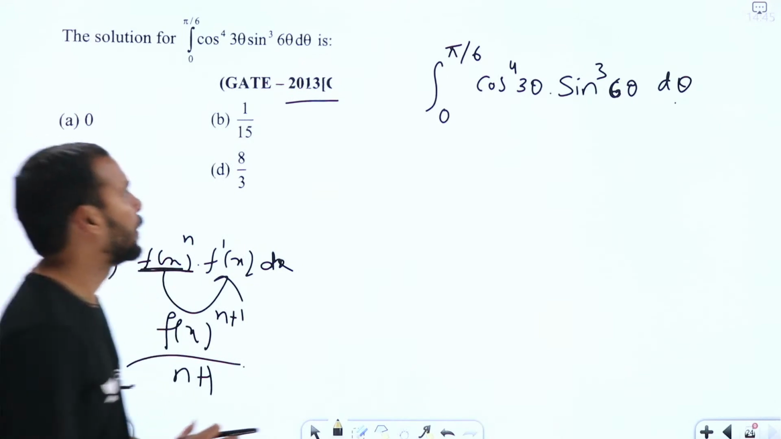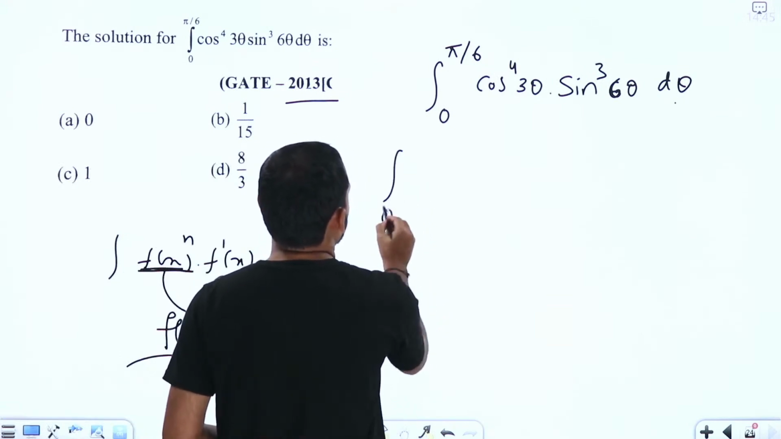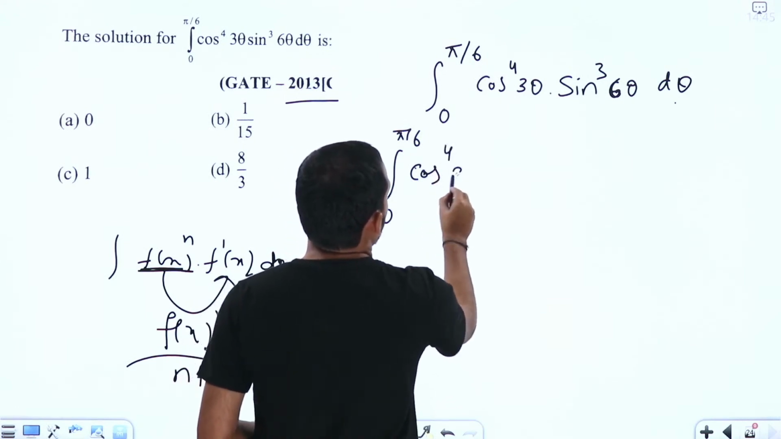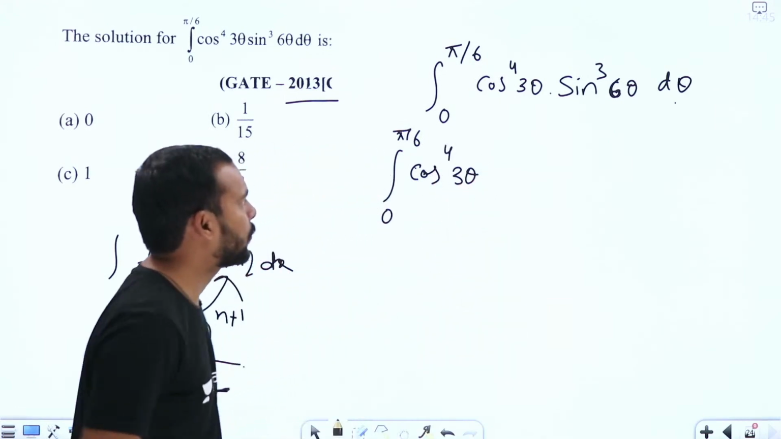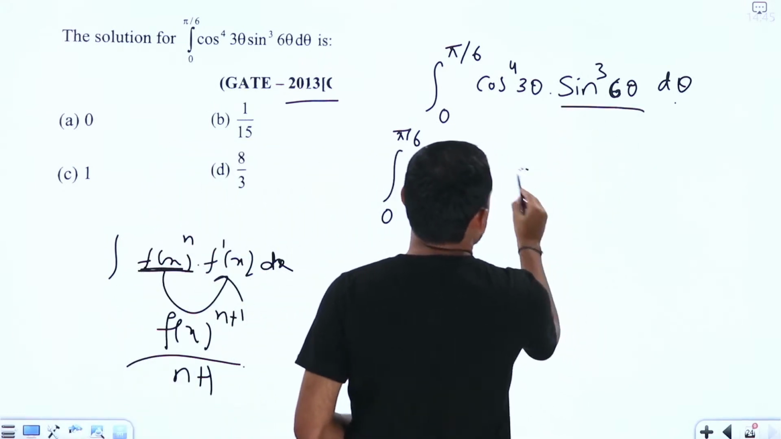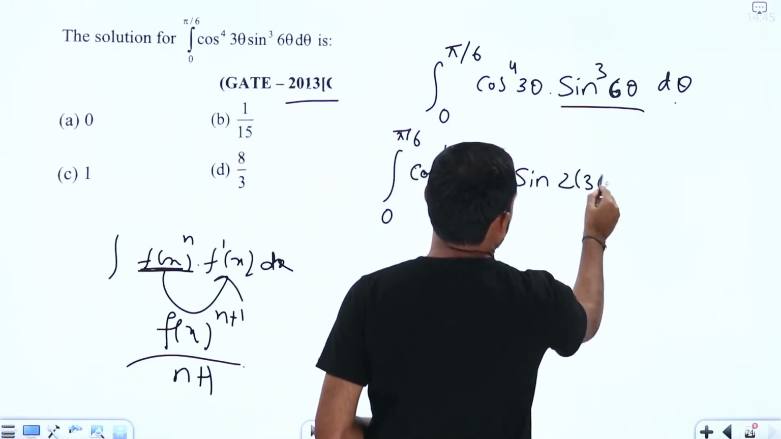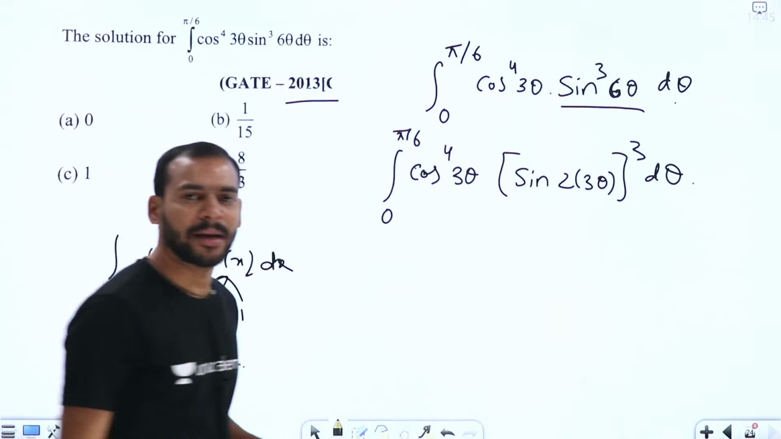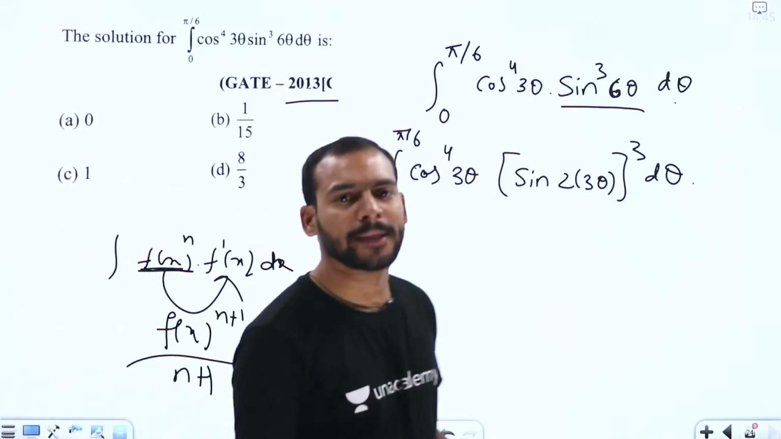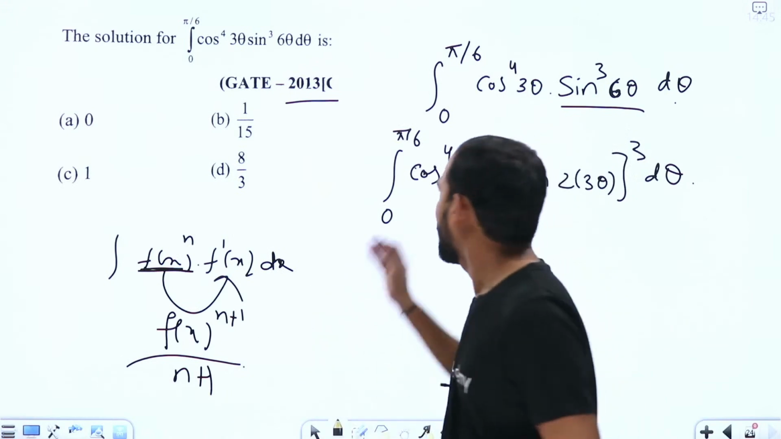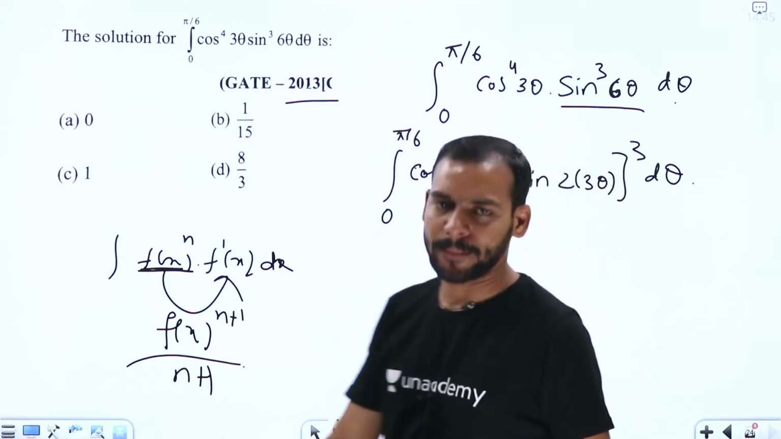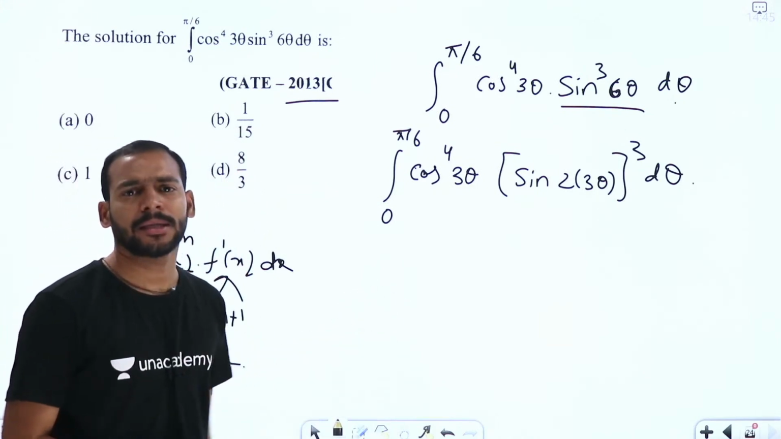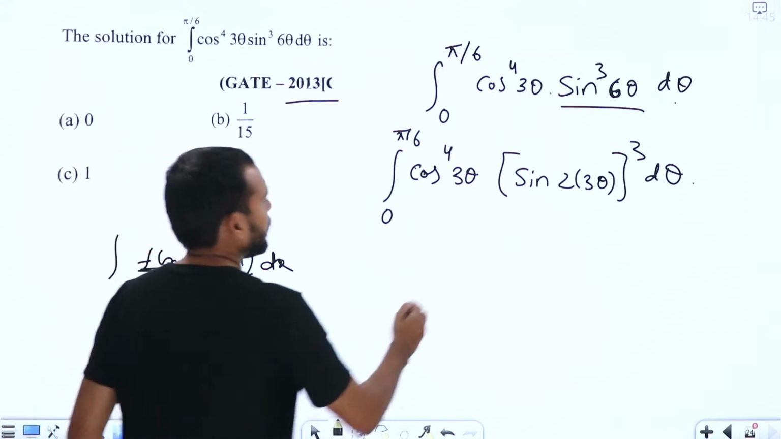So for that one, let us try to convert this one, 0 to pi by 6, right? Which is cos 3 theta whole power 4 into sine 2 times of 3 theta whole cube d theta. Even if we want to apply integral 0 to pi by 2 sine power n into cos power n, the argument should be same. But here one is 3 theta, one is 6 theta. So let us try to convert the second one also into 3 theta with the sine 2 theta formula here.